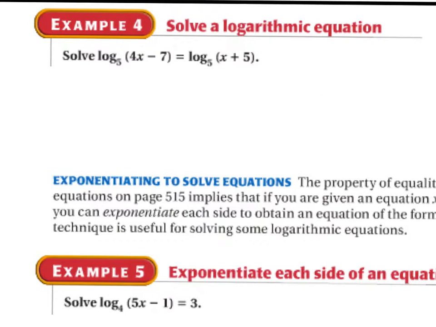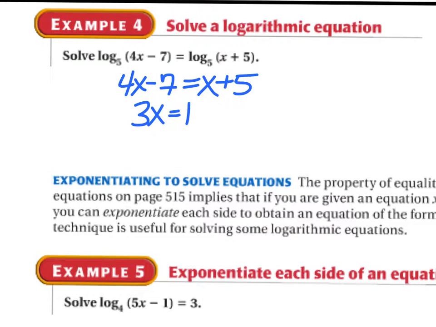Here's an example of the property of equality. This one is a logarithmic equation. It says log base 5 of 4x minus 7 equals log base 5 of x plus 5. Because your base numbers are the same for the logs, you are allowed to assume that the arguments, 4x minus 7, must equal x plus 5. Remember, your job is to solve, and that means we're solving for x. So at this point you would just clean up your equation and then figure out that x equals 4.